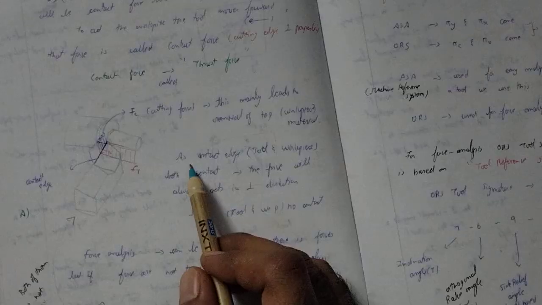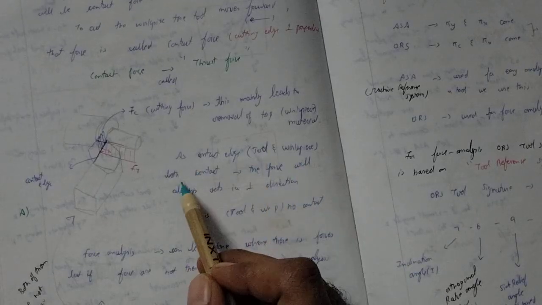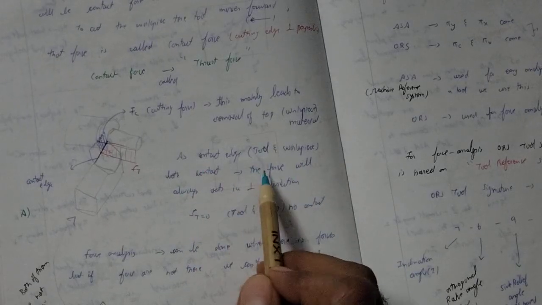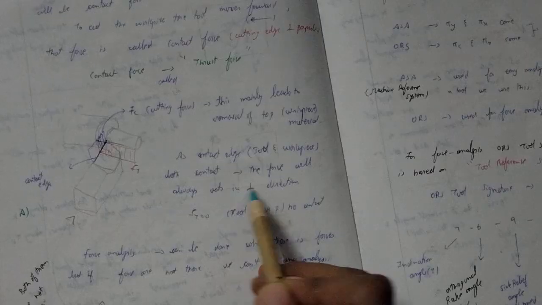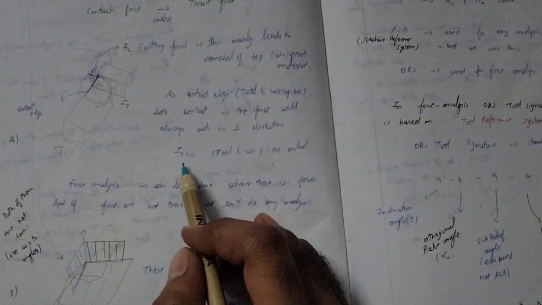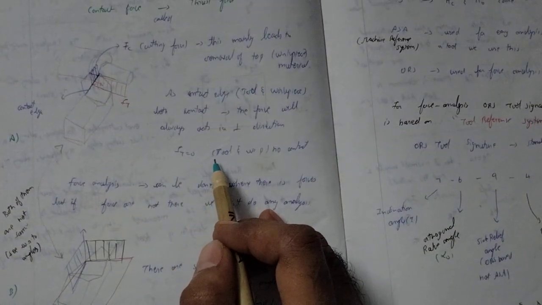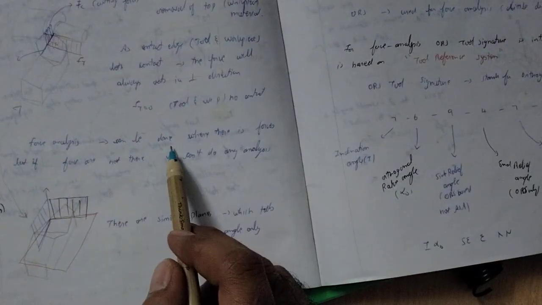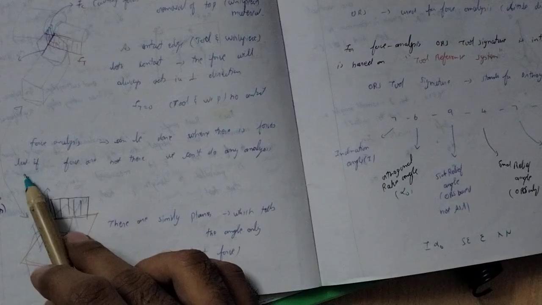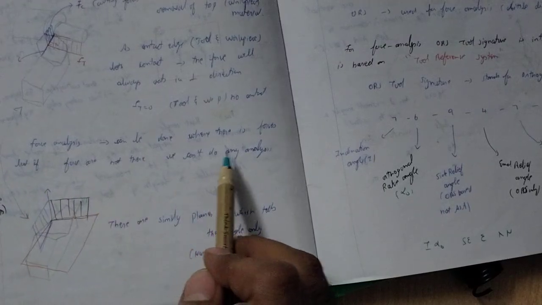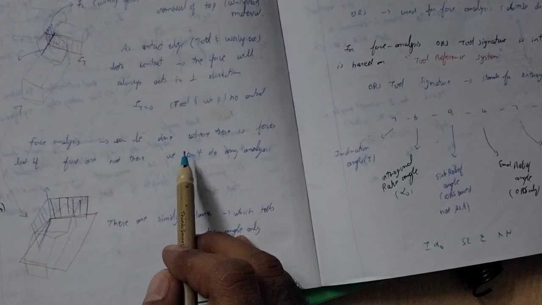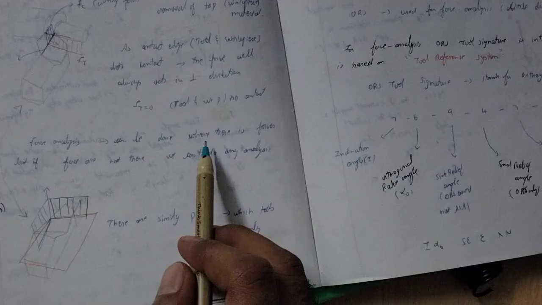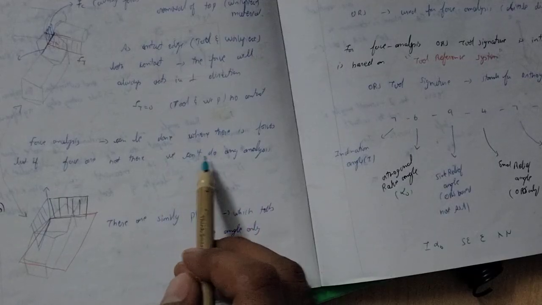As the cutting edge of the tool and the workpiece are in different contact edges, the force will always be perpendicular in direction. So the thrust force will be 0, which means the tool and workpiece will have no contact. Next, force analysis can be done where there are forces, but if forces are not there, we can't do any kind of analysis. Whenever there is a force we mention, we can definitely do this kind of analysis.